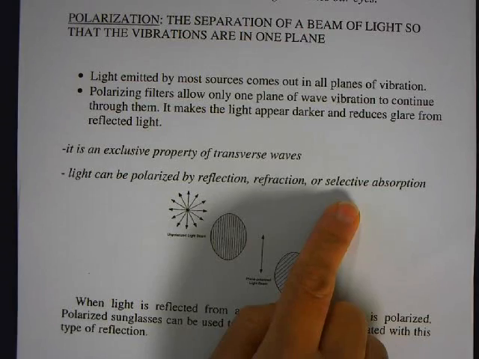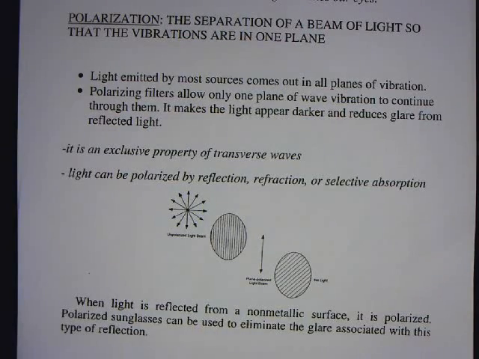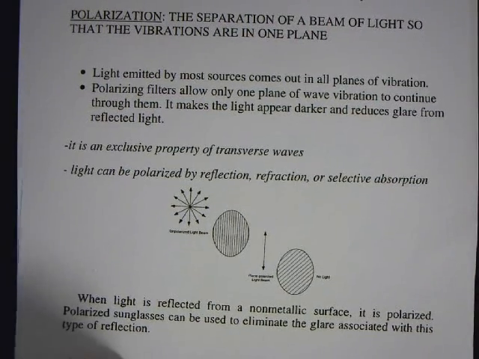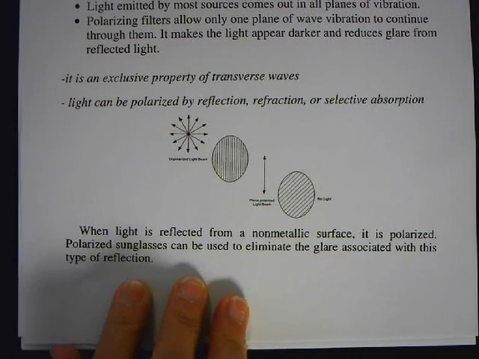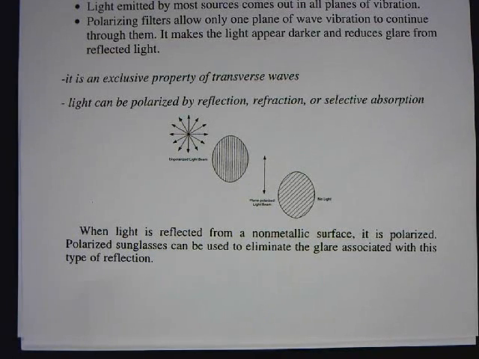Light can be polarized by reflection, refraction, and selective absorption. That's going to be a question on our lab next week. I'm going to demonstrate in a few minutes what I'm talking about with polarization. So anyway, this is the end of the notes, and that's it for today note-wise, and then we're going to do some demonstrations right now.